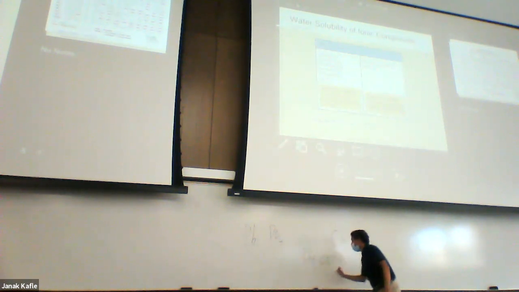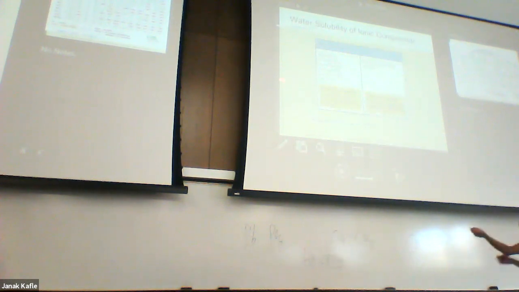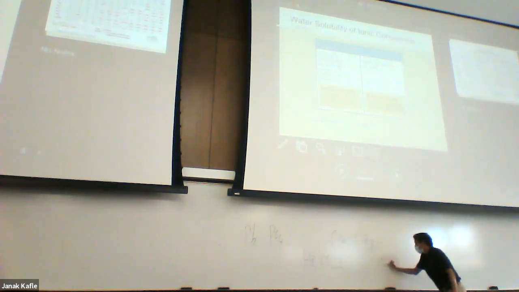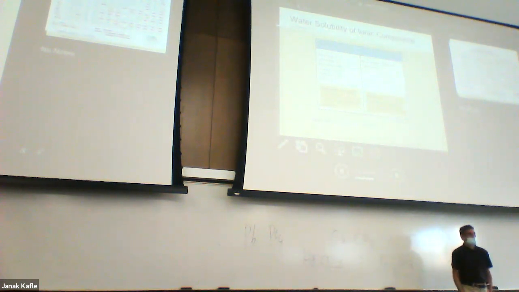HgCrO4, mercury chromate. This is the blue element. Mercury chromate also doesn't dissolve in water, same as a sulfide. How about this one? Most metal hydroxides and oxides also don't dissolve. For example, let's take iron oxide, Fe2O3. It should not dissolve. Most metal oxides don't dissolve.